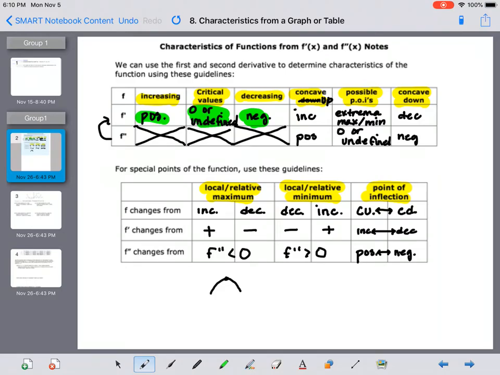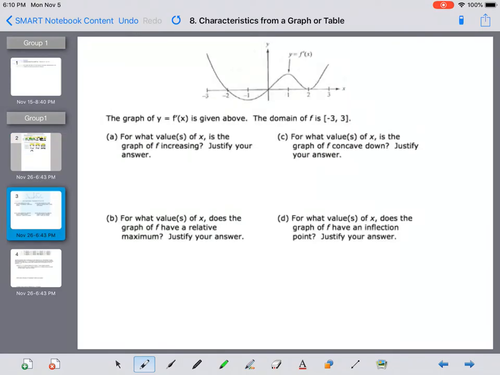Okay, and then we're going to look at how we're going to use this information to actually look at the graph of f prime or possibly the graph of f double prime. And depending on what information we want, is going to depend on what we look for on this chart. So let's kind of go to an example. So let's say we have a graph, and this graph is f prime. I always want to make sure I know what graph I'm looking at, my f prime.